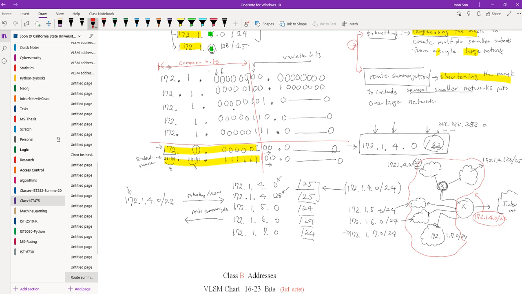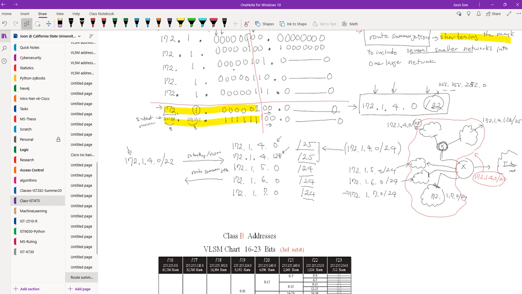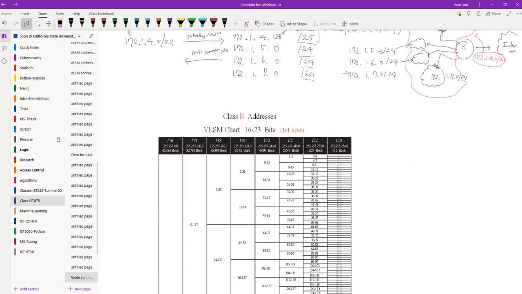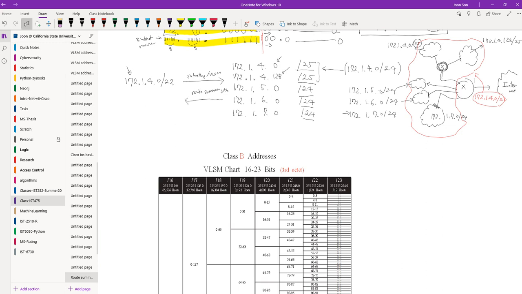Okay, but anyway, that's okay. So now let's just talk about how to find the summary route from this list of small networks. And by the way, let's just look at the Class B VLSM chart.